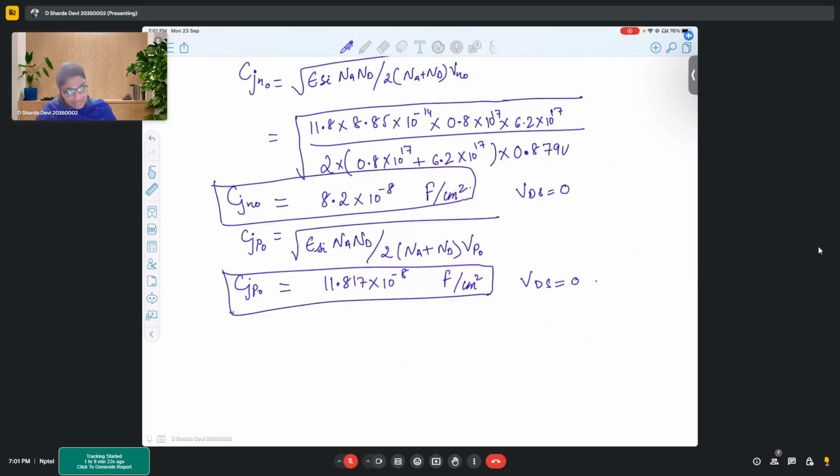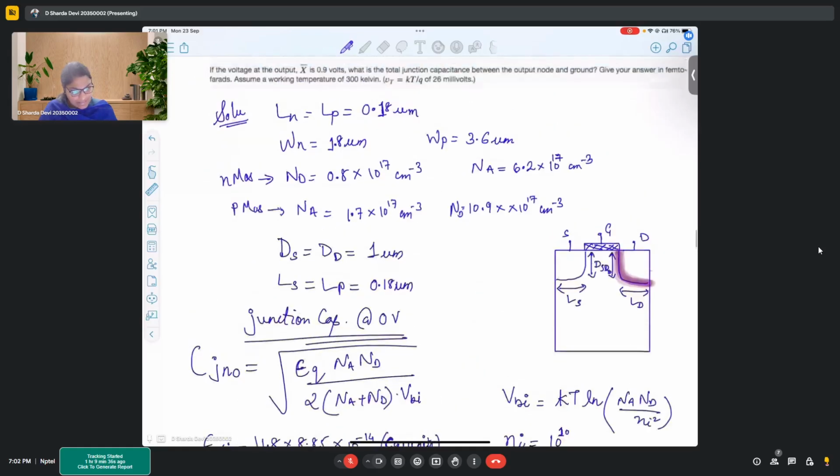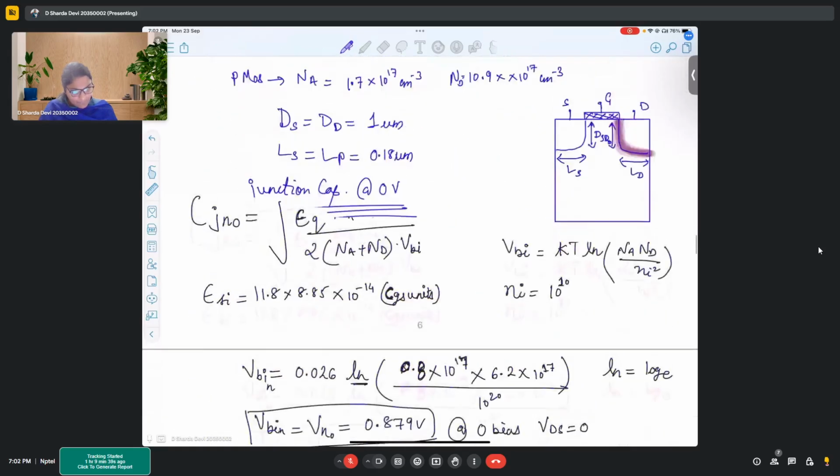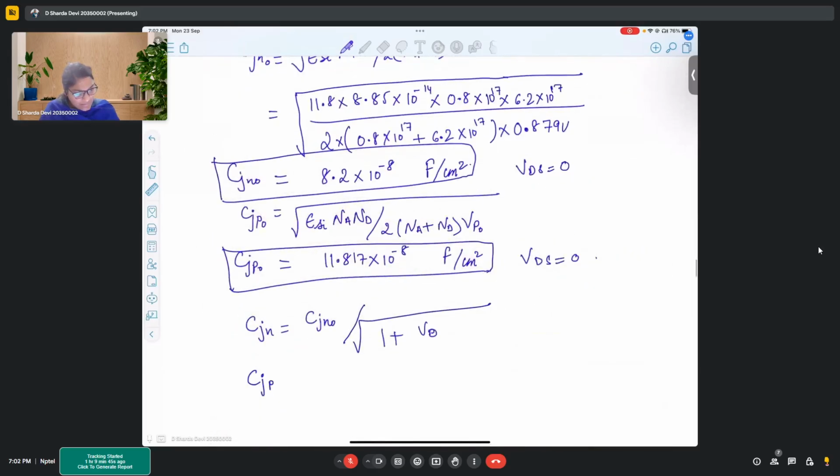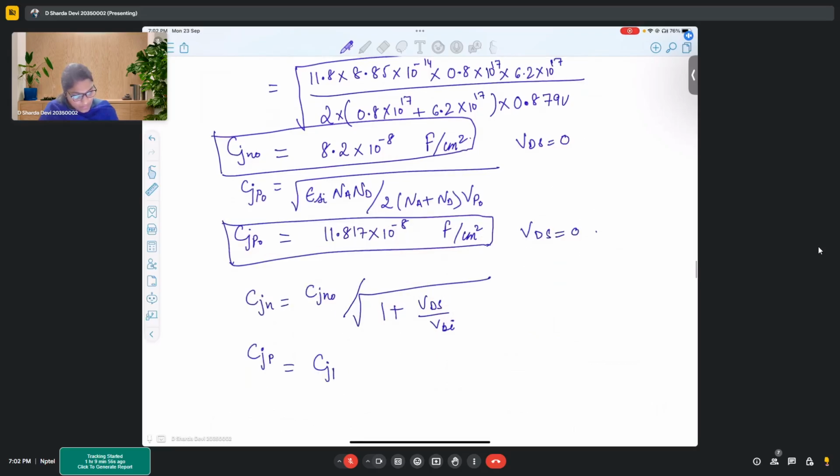The next step is to find Cjn and Cjp. So these are Cjn naught by root under 1 plus V bias by VBI, so basically VDS by VBI. And here it is also Cjp naught by root under 1 plus VDS by VBI.